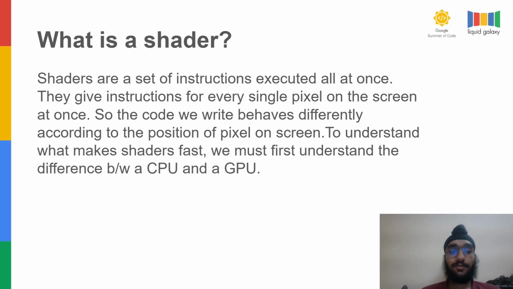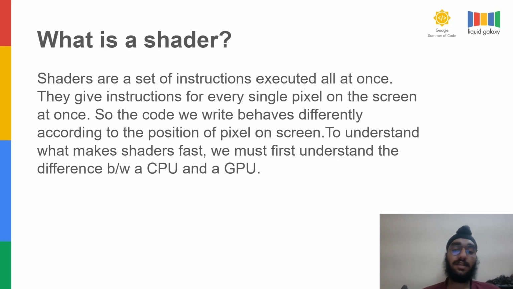So before we move on to how to write shaders, first we need to understand what a shader really is. You can think of shaders as a set of instructions which are executed all at once, in parallel. These instructions tell each and every pixel on the screen how to behave. According to the position of the pixel on the screen, it tells the pixel what color it needs to take. Now, what makes these shaders fast?